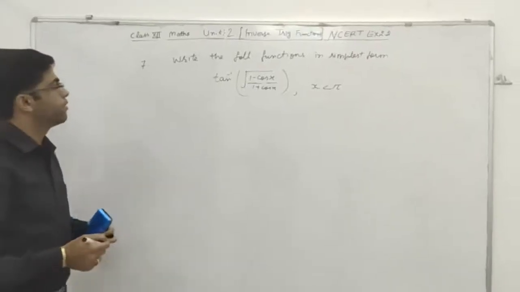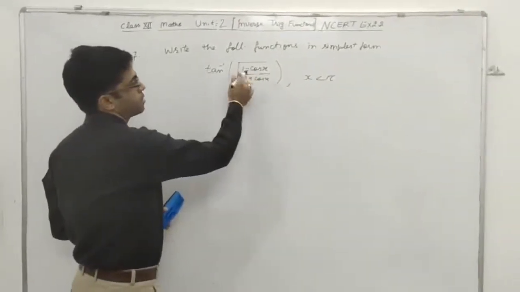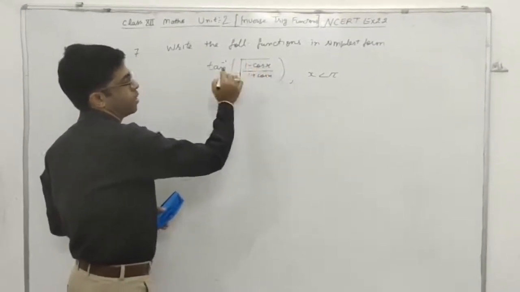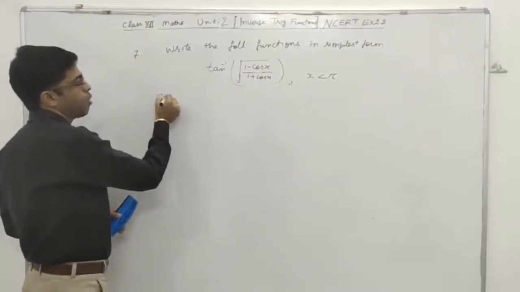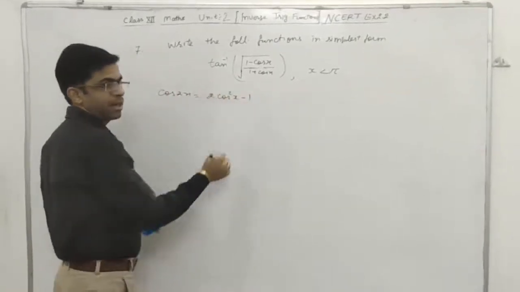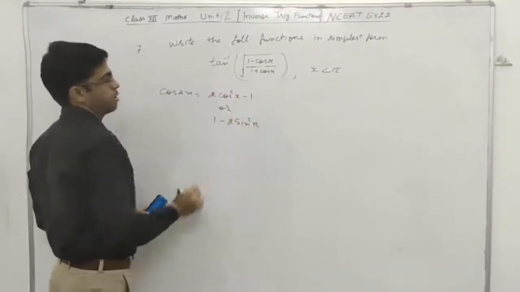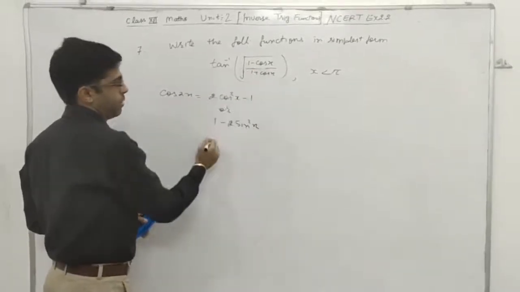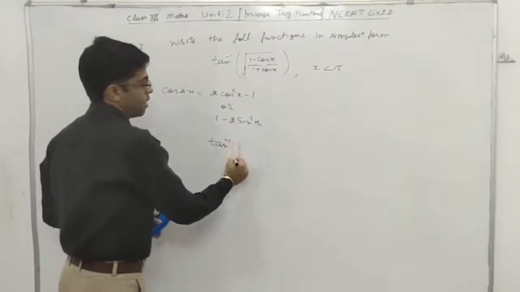Our question number 7 is: write the following functions in simplest form. Tan inverse of the square root of 1 minus cos x upon 1 plus cos x. So first of all, we will apply the cos 2x formula. Cos 2x formula is 2 cos square x minus 1 and 1 minus 2 sine square x. Here is the double angle, so there is half of this angle. So now we can use this formula in this part.